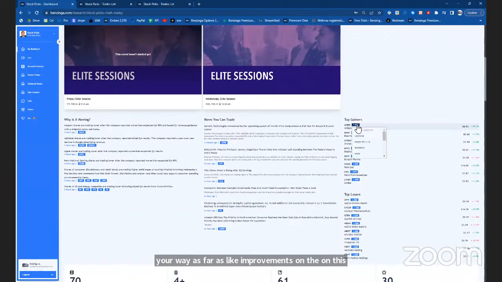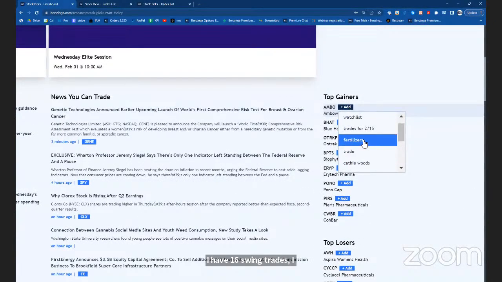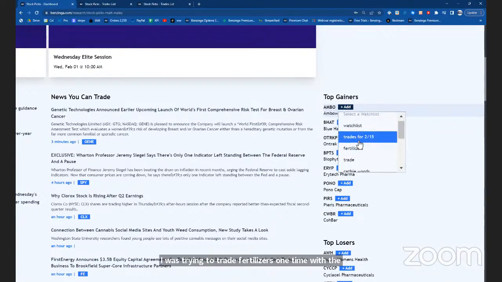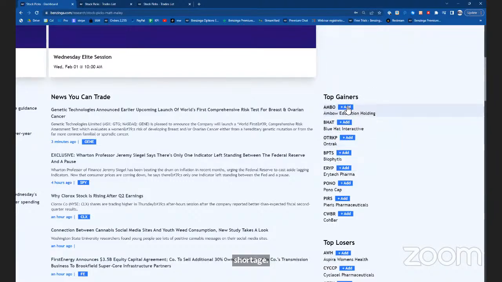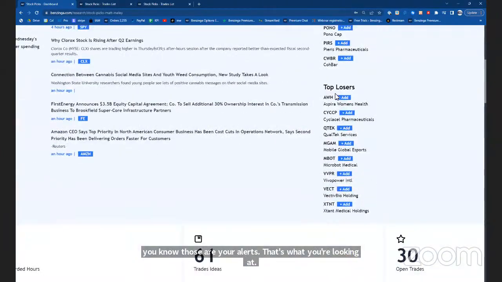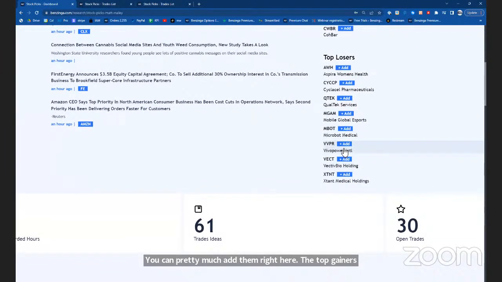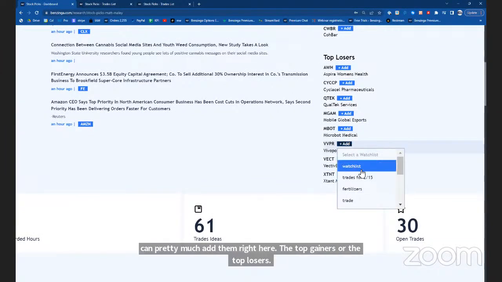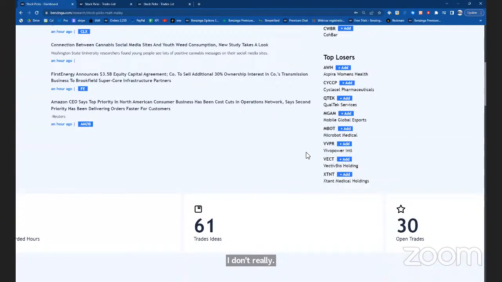I have some watch lists that I've already created in my portfolio here. You have Qs, I have 10-6 swing trades. I was trying to trade fertilizers one time with the shortage. So you can add them to your watch list, and those are your alerts. You can pretty much add them right here, from the top gainers or the top losers. I know this one, it's like an EV, but it's from Indonesia or something.